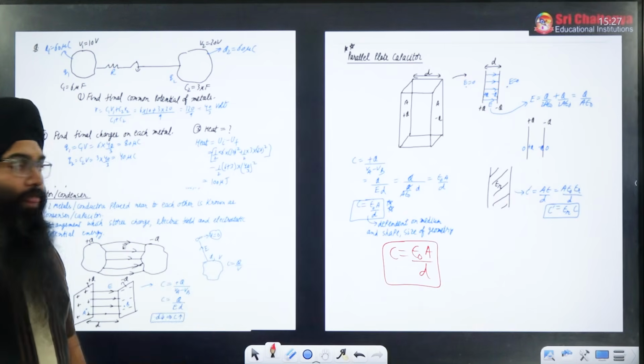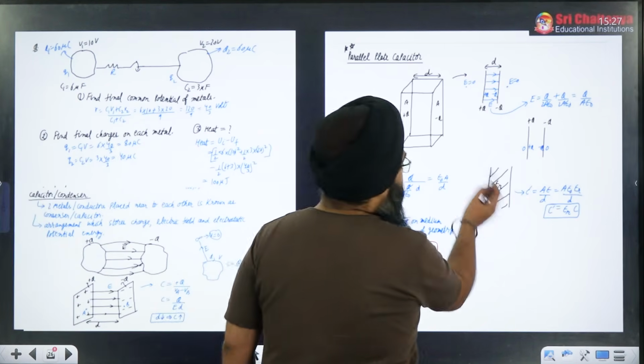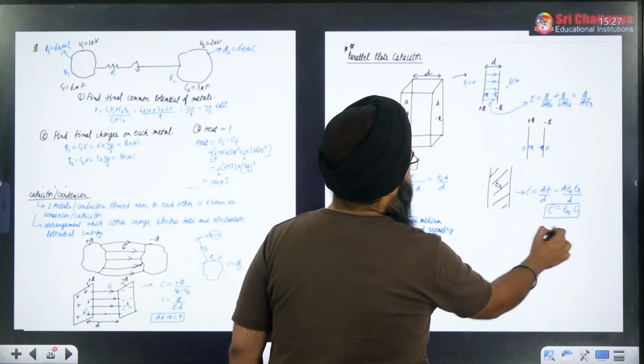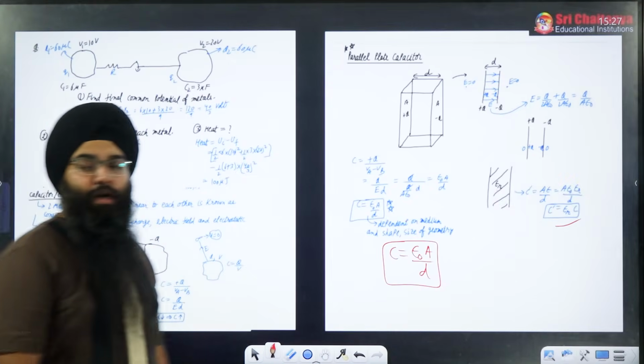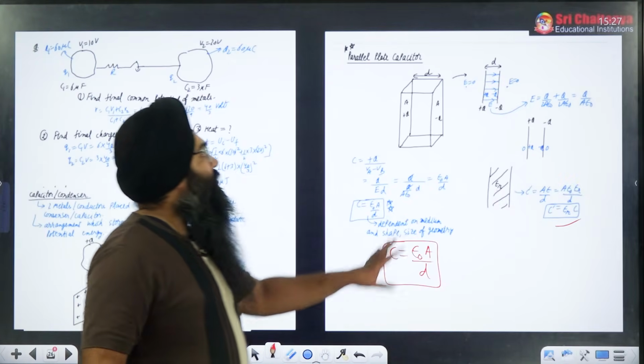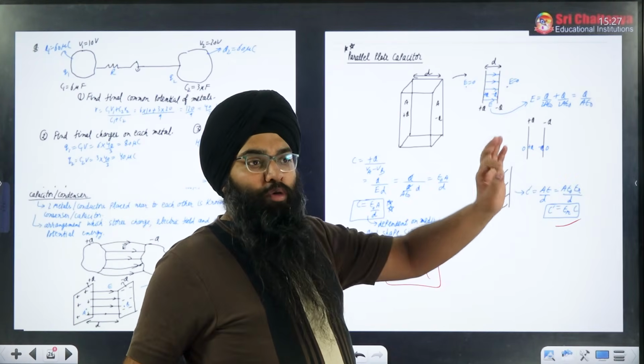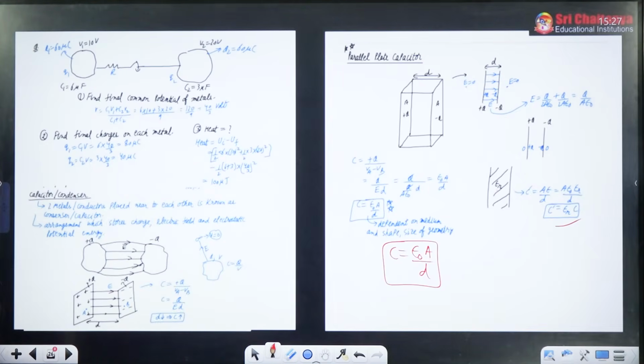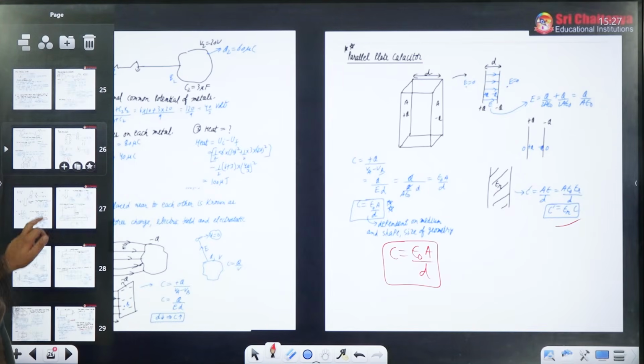Epsilon naught A by d. If the entire system is filled with a material of dielectric constant epsilon r or k, then the capacitance will become k times, or epsilon r times. So please remember this result. For a parallel plate capacitor it is very important. The capacitance is given by epsilon naught A by d. I hope this is also clear to you.